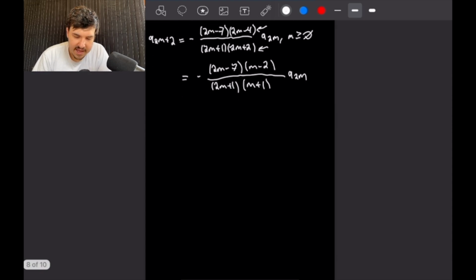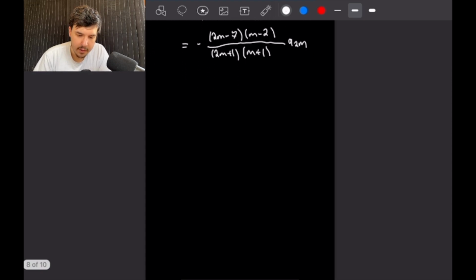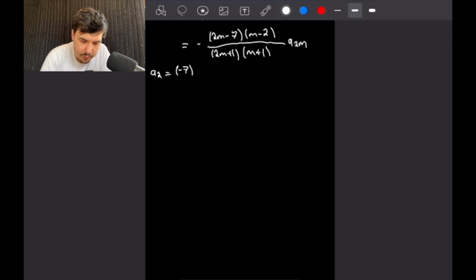So from here, let's go ahead and compute some coefficients to figure out what the general form for our coefficients in this problem is. To start with, let's start with our a sub 2. When we have a sub 2, our m will be equal to 0. So we'll be left with a negative 7 in the numerator there, and a negative 2 also for our second term. And I don't want to forget our leading negative, so I'll just put it right there. Then for our denominator, we will have 2 times 0, which is just 0, and that will leave us with a 1 times 1 in our denominator here.